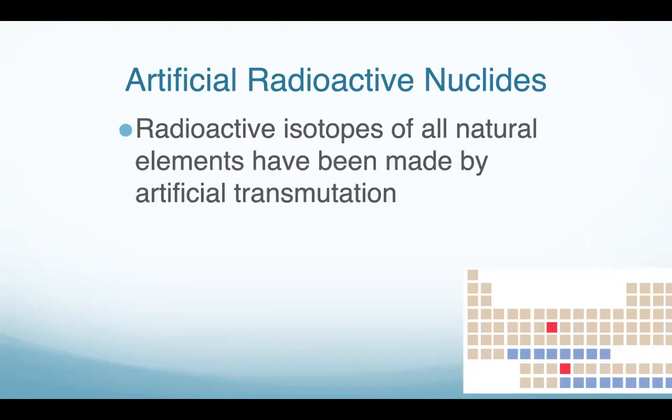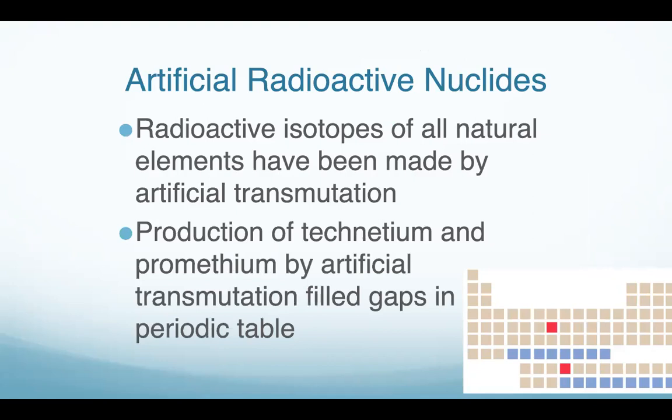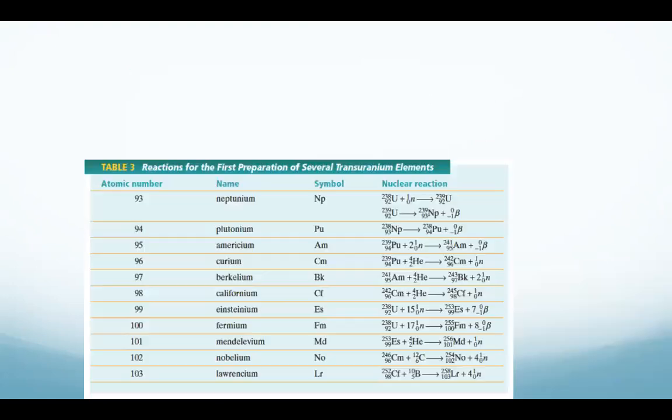Radioactive isotopes of all natural elements have been made by artificial transmutation. The production of technetium and promethium by artificial transmutation fills gaps in the periodic table. So all of these guys here, and rip, those are all artificially made elements. We've created those in the lab. Well, I should say in the particle accelerator.